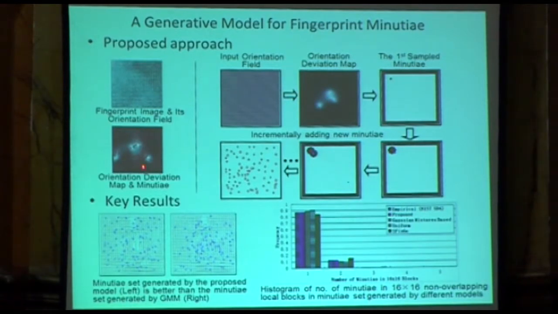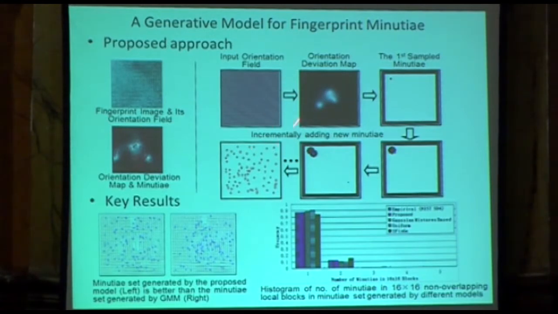So as you can see in this image, we showed the orientation field deviation and the minutia points in this fingerprint. So as you can see, the minutia points usually tend to appear with higher probability in the blocks where the deviation of region-orienting field is higher. So based on this observation, we propose a new minutia model. In this model, we incrementally generate new minutia points according to the characteristics of local region-oriented field.